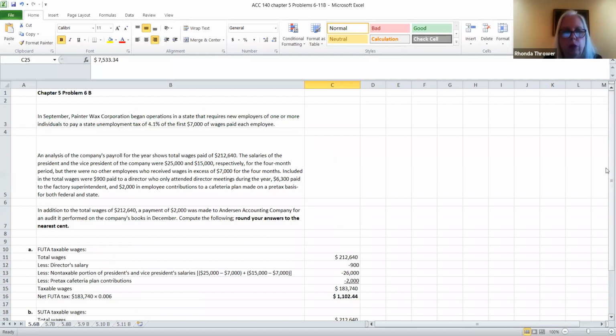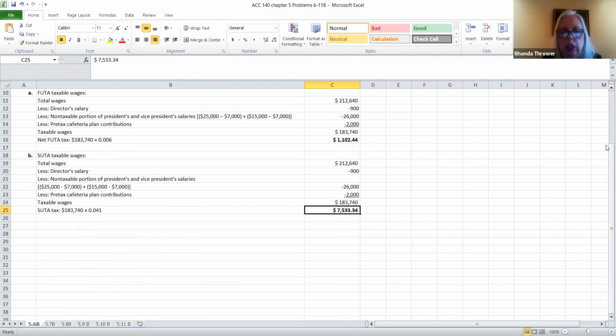It's given somewhere in this problem, right here it is. So when we multiply that out, it gives us SUTA taxes of $7,533.34.